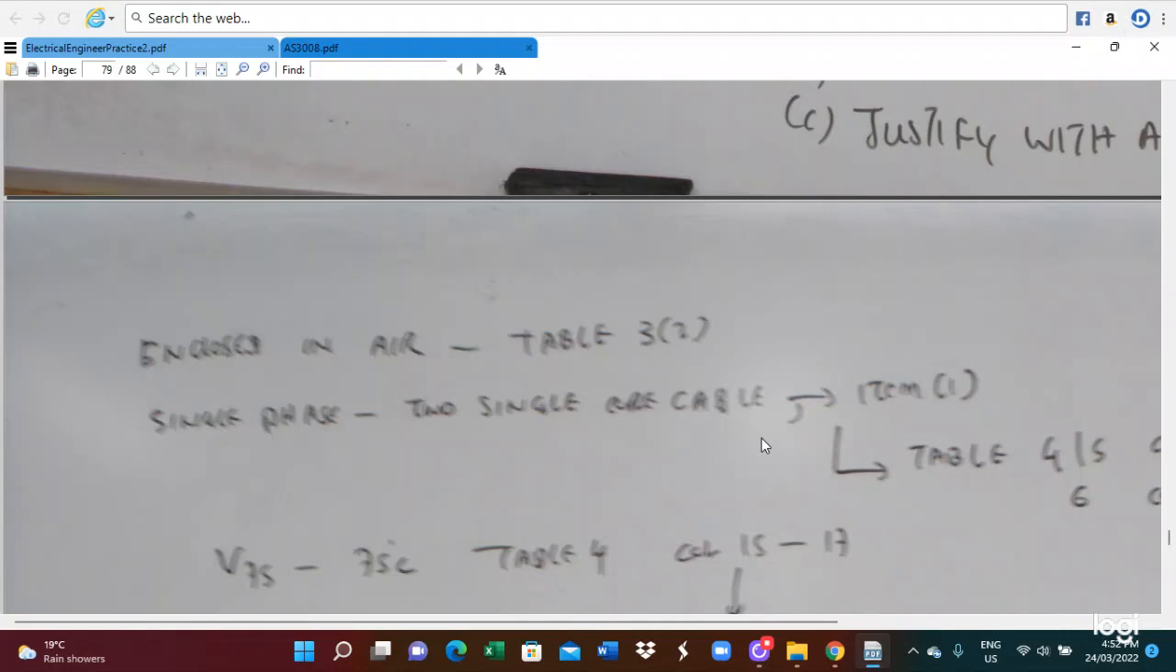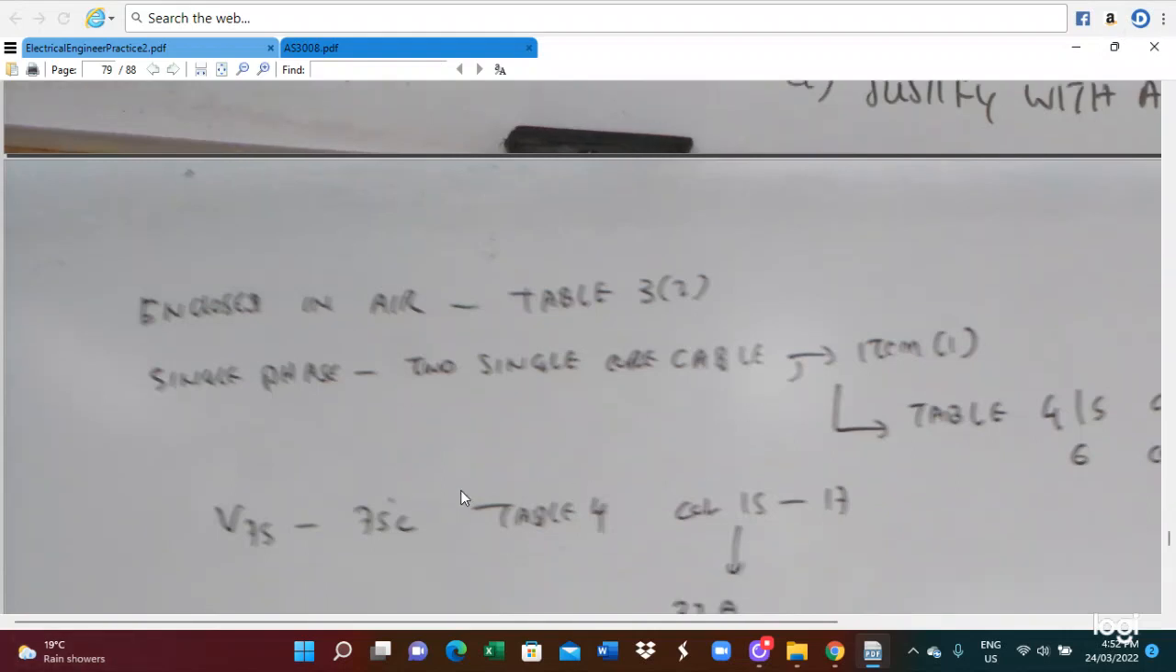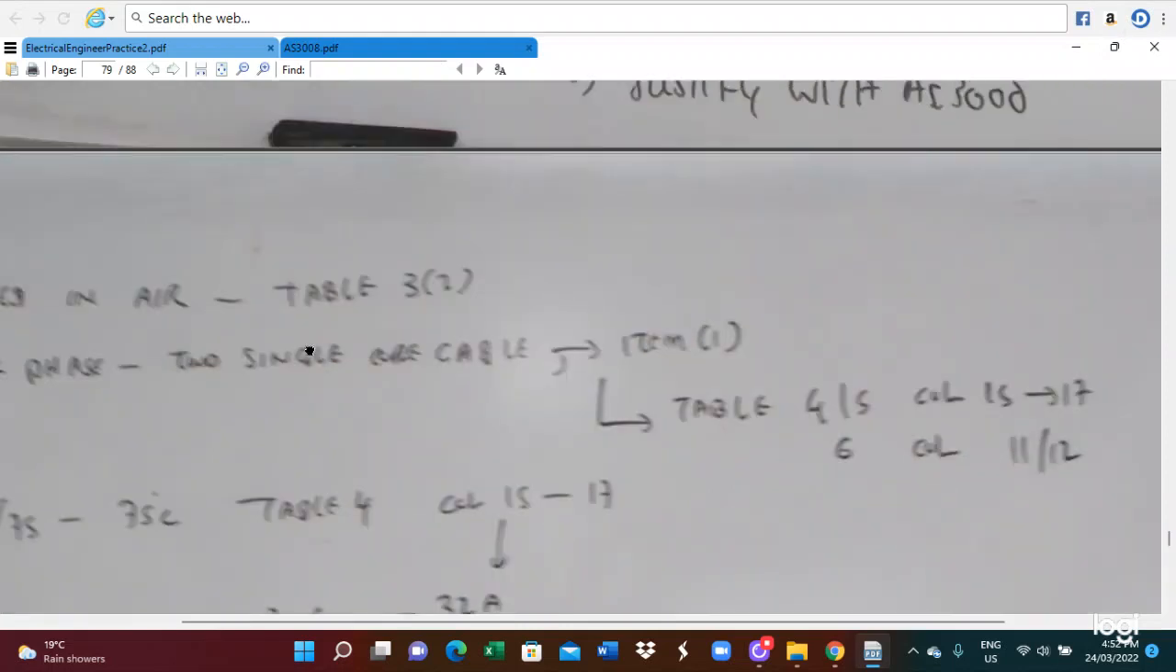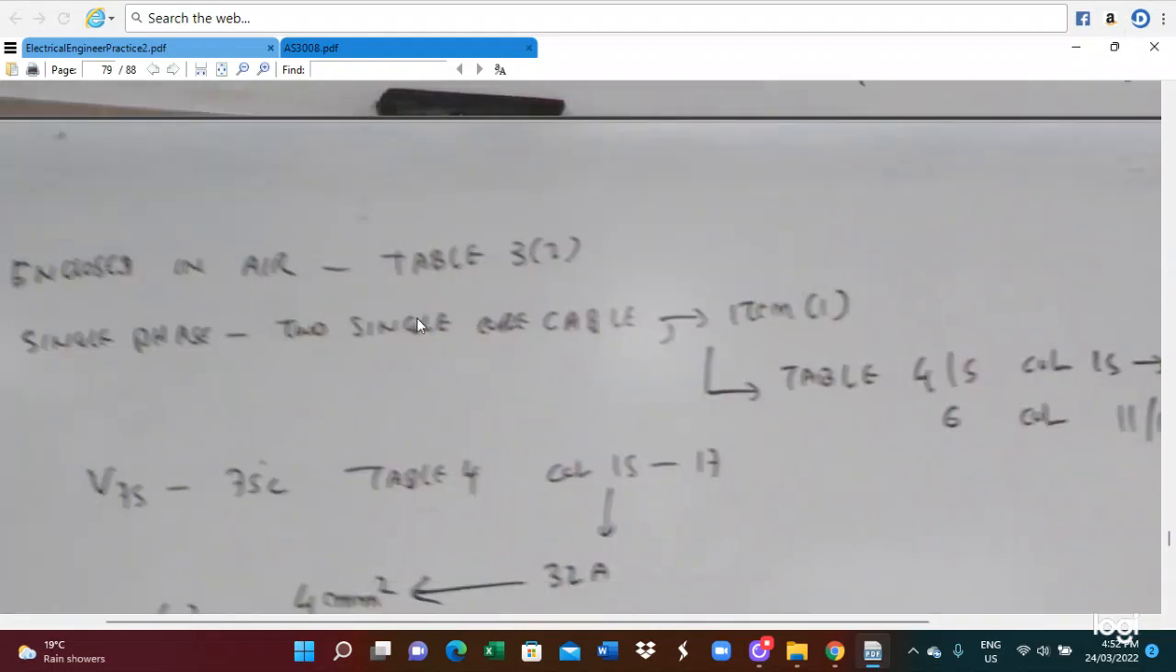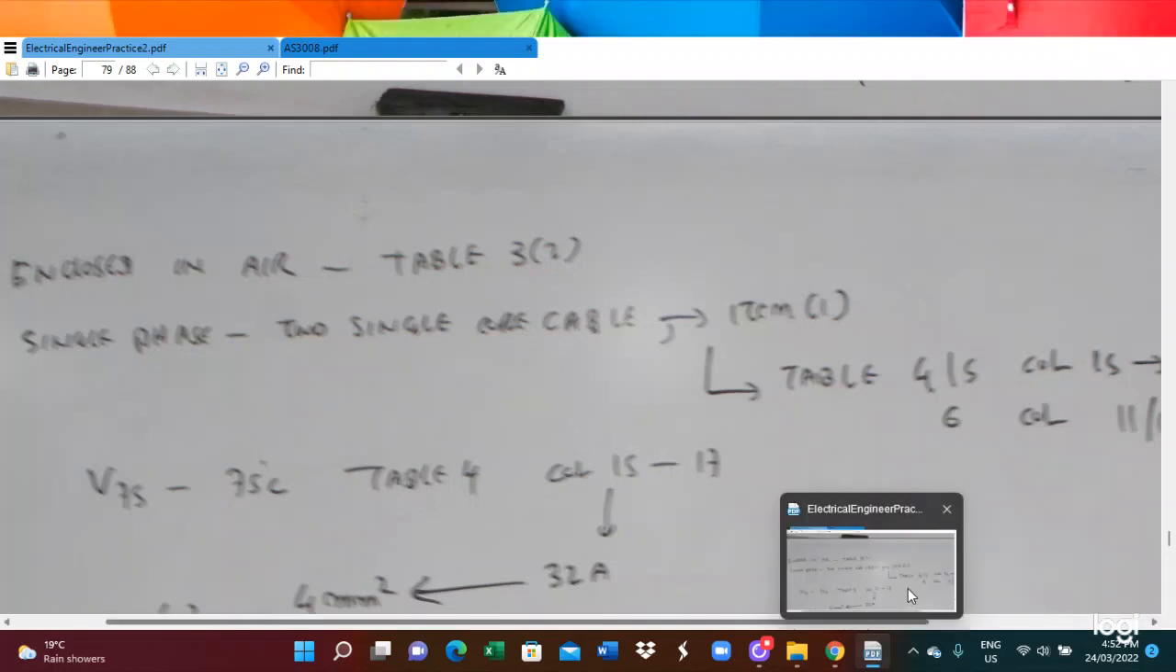Enclosing A, table 3.2, we have to utilize. So in this case, single phase is two single-core cables. So this is table 3.2, enclosing A. Where do you utilize table 3.2?